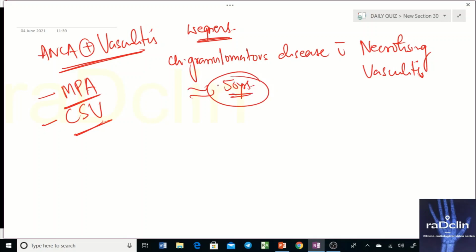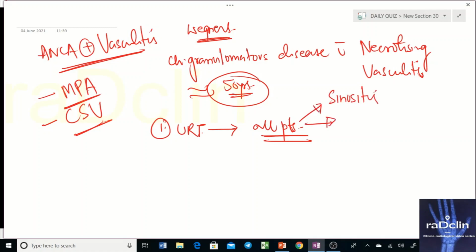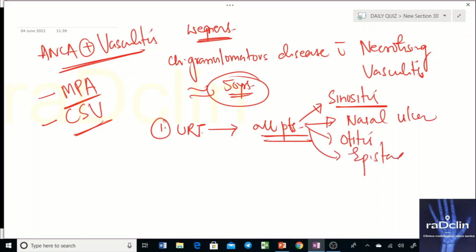Another important point is the clinical triad that it commonly presents with. There are three important organs that are involved. One is your upper respiratory tract involvement, which will be there in all patients. It will be in the form of sinusitis, a nasal ulcer, otitis, or the patient can present with epistaxis, or it could be a nasal deformity. So upper respiratory tract involvement is there.